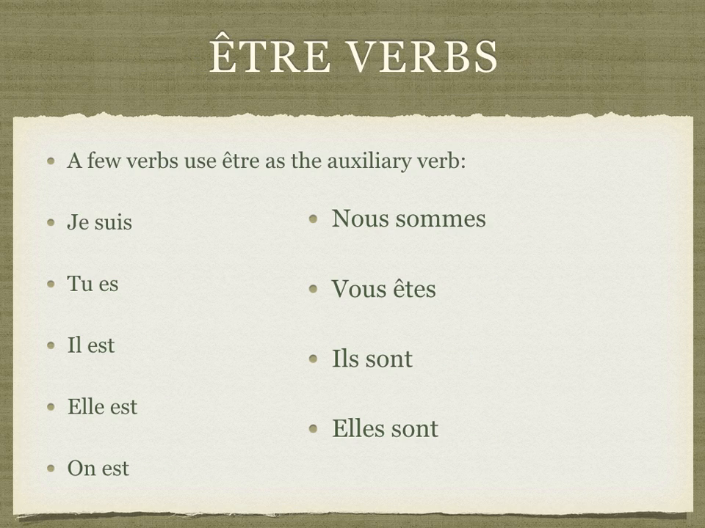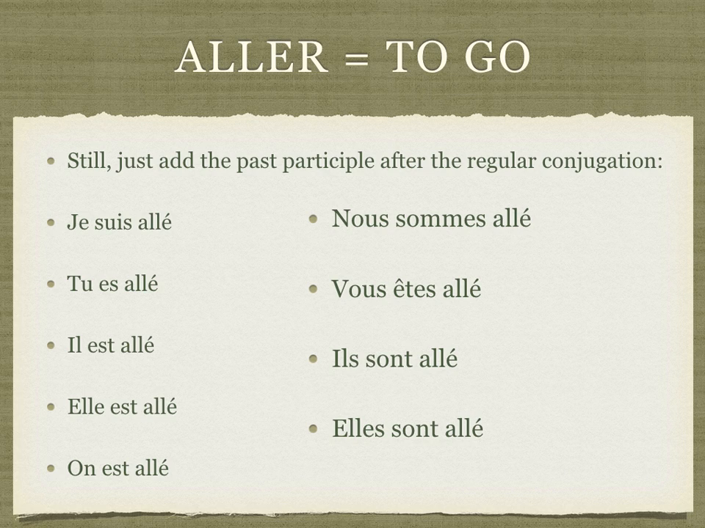There are a few exceptions, a couple of verbs which use être as the auxiliary verb. So instead of using avoir, j'ai, tu as, etc., we're going to use être. Je suis, tu es, il est, elle est, on est, nous sommes, vous êtes, ils sont, elles sont. Still, the only thing we have to do is add the past participle after the regular conjugation.